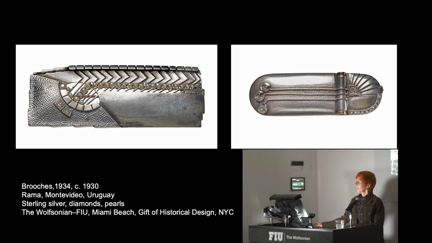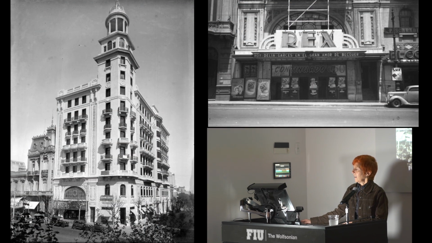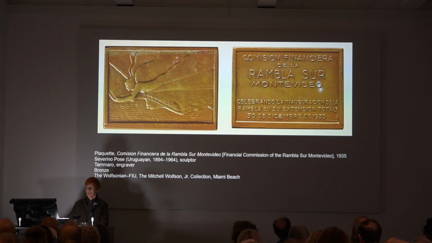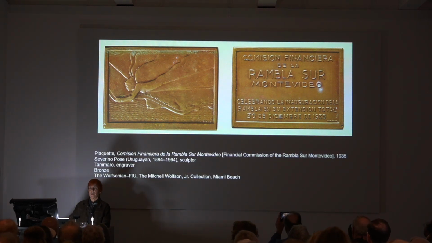The only interesting thing is that I know that their office, their workshop was in Montevideo, and the Rex, where also there was a Cinema Rex, a typical name for Art Deco cinemas, if we think of the famous Rex in Paris. And then again, through a plaquette, which is definitely by the same sculptor who designed the previous medal, you can see this winged figure above the Rambla Sur, which was the promenade designed and opened in 1935 in Montevideo.